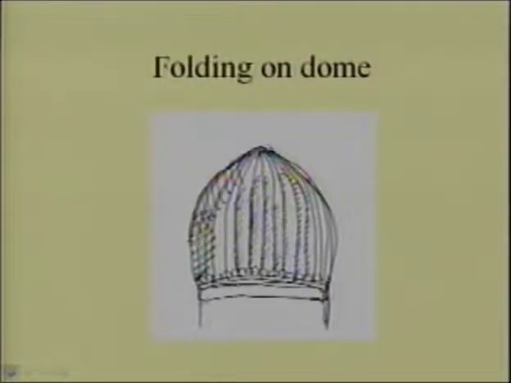Here is an example of folding on a dome from Islamic architecture. You can generate this by thinking of compression, tangential compression along the circumference. So this has created folding on the dome, and it's a beautiful and very effective architectural element, and it also adds to the stability of this.